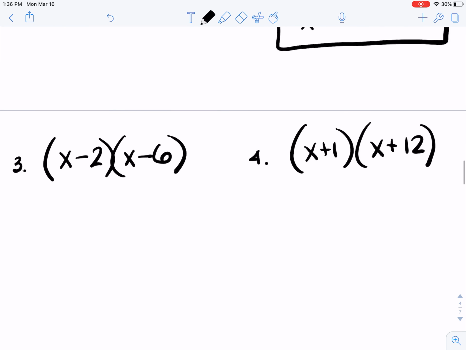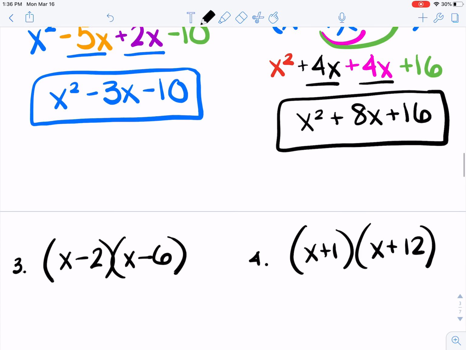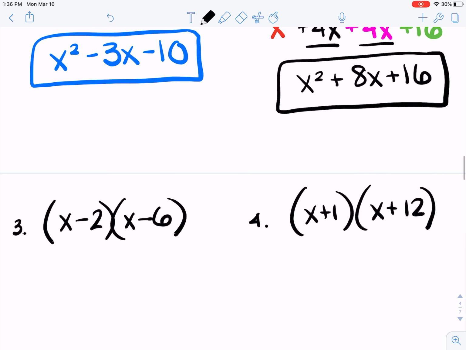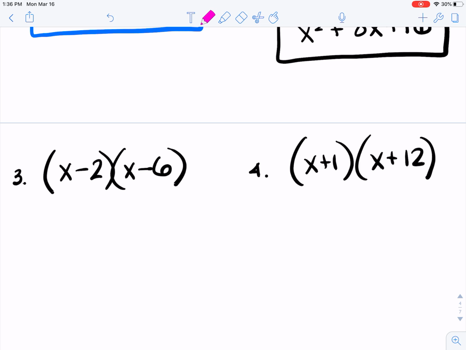All right, I will start to show you a bit of a shortcut in these ones if you can handle it. If not, you go back straight up to foiling where you do the math out. The shortcut, we'll go pink for my shortcut. The first term is always going to be x squared. To get the middle term, you simply add the two second terms. So in this case, I have negative 6 plus negative 2. That would give me negative 8x.